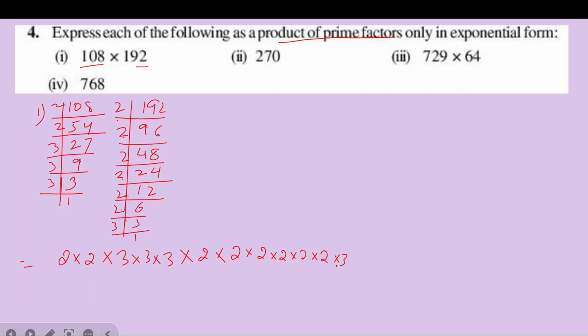Now how many 2's in total? 1, 2, 3, 4, 5, 6, 7, 8. So it is equal to 2 raised to the power 8. And here it is 1, 2, 3, 4, so 3 raised to the power 4. So this is the answer.